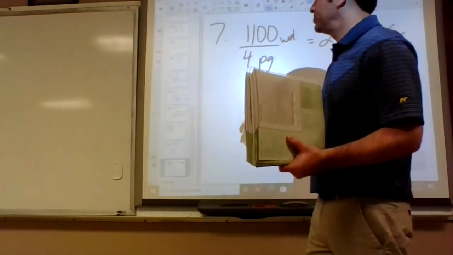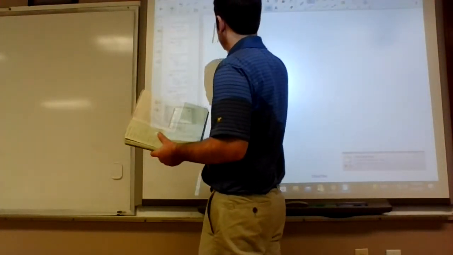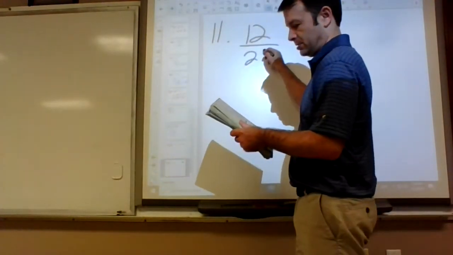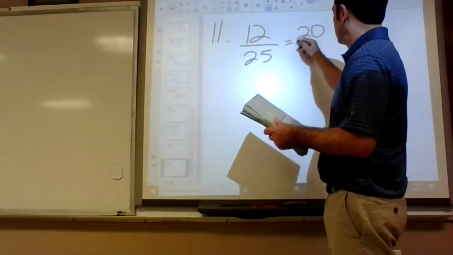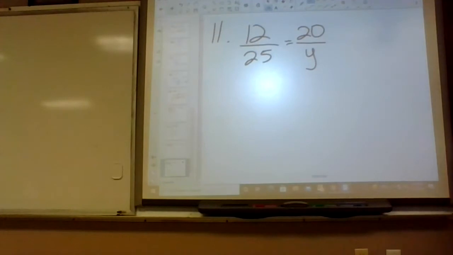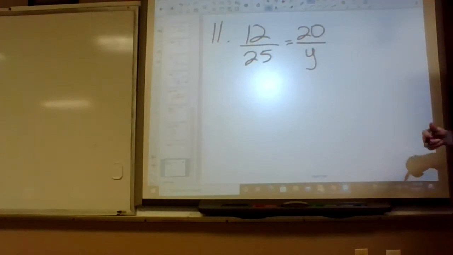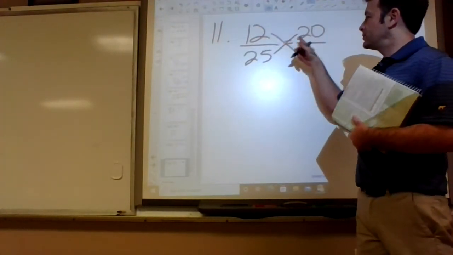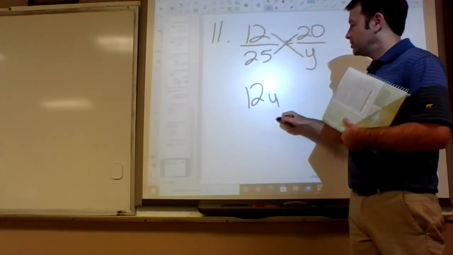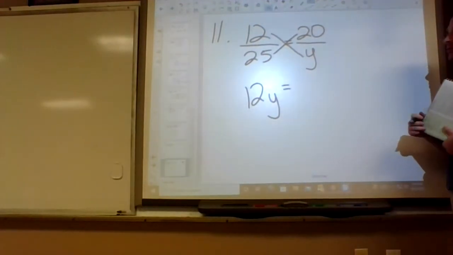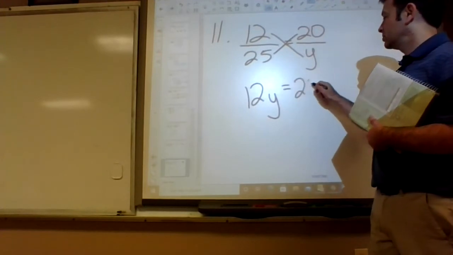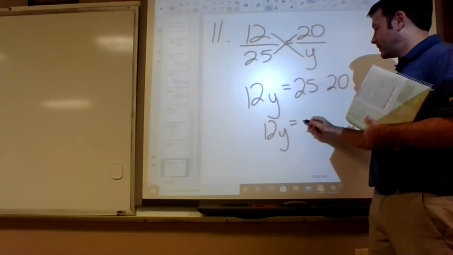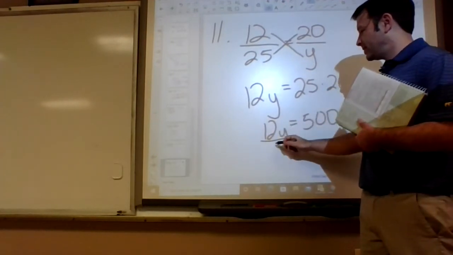Okay, now we're jumping to 11. All right, you guys remember how we did 11? What did we do on 11 to solve for Y? Cross multiply. So it's 12 times Y equals 25 times 20. So it's still an equation. 25 times 20, I believe, is 500. 500 divided by 12.